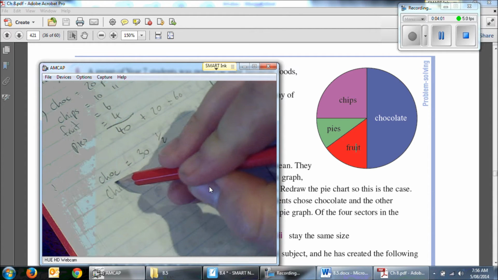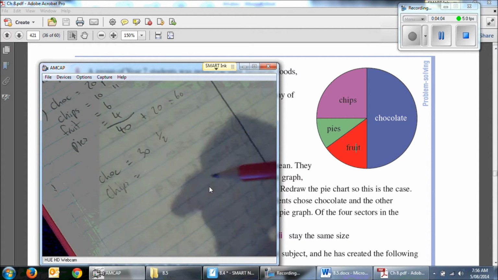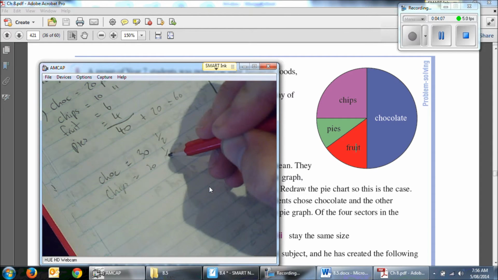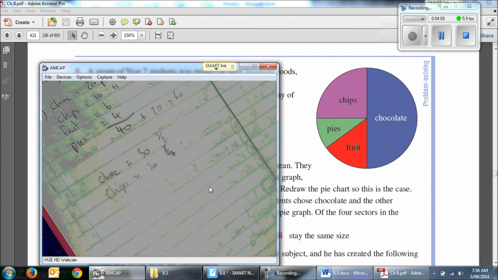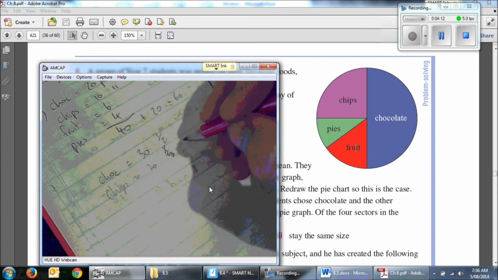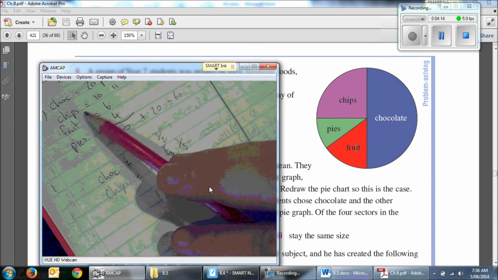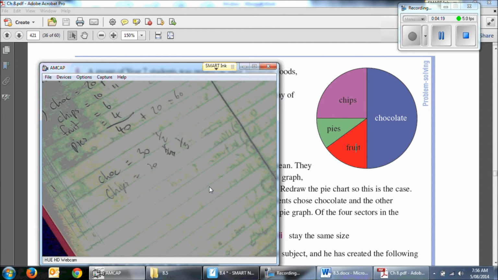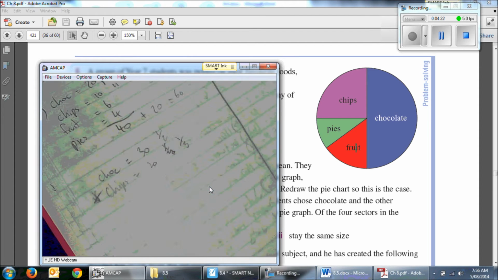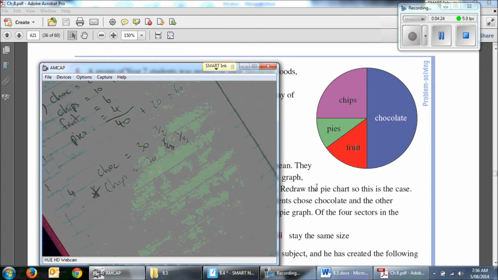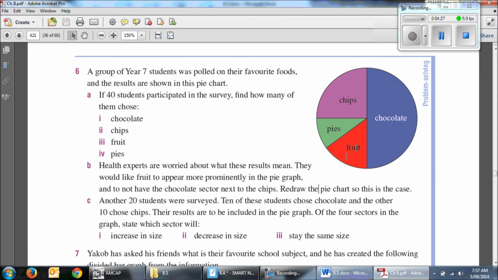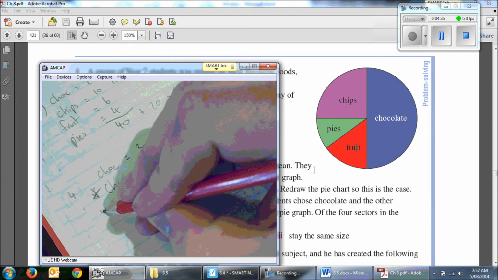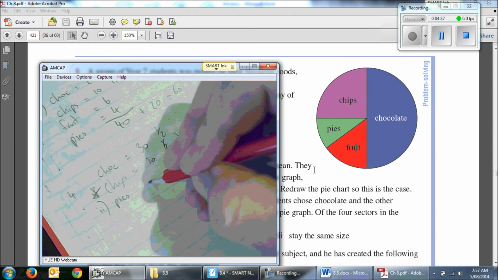Whereas chips have gone from 10 to 20 people, okay? And 20 out of 60 is a third. So there we can see that the chips sector has gone from a quarter to a third, which is larger. So we can say confidently that the chips section will be going up. Which one will decrease in size? Well, both the pies and fruit are going to decrease in size. So for that one, pies and fruit will go down.